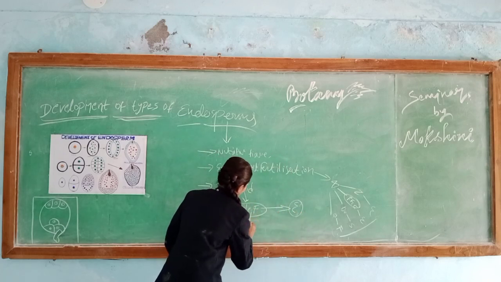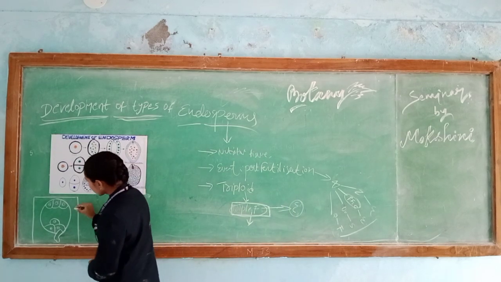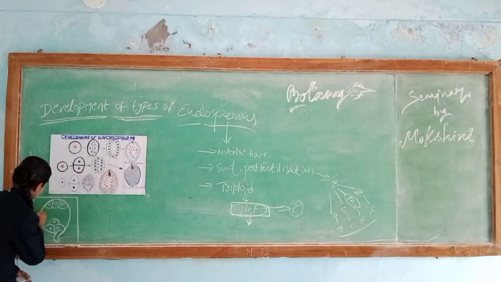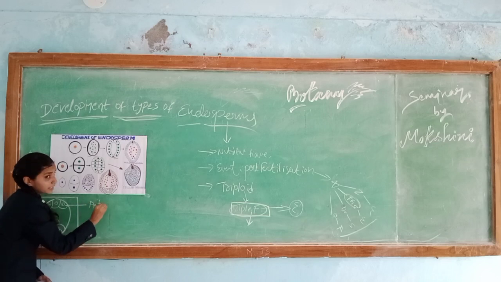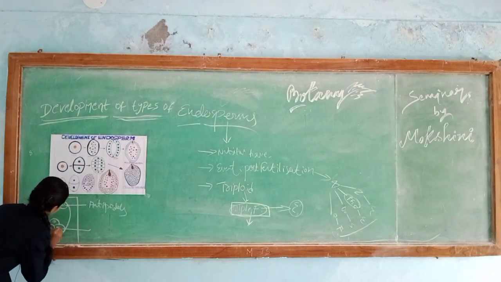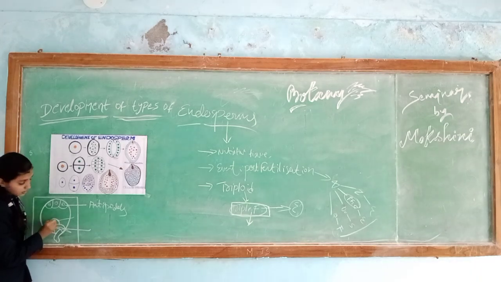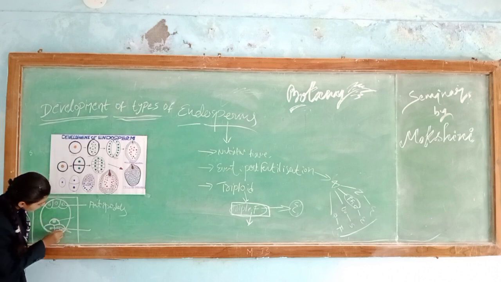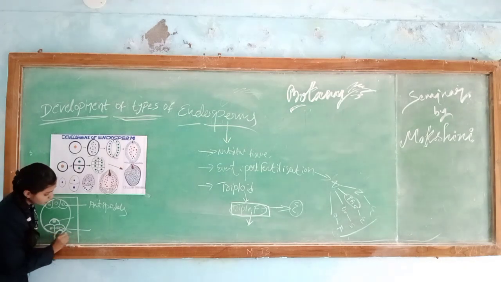Okay. Now what happens in triple fusion? See, from the chalaza end, 3 cells present over here form the antipodals. From the micropylar end, 3 cells present over here form the egg apparatus, which consists of 1 egg cell and 2 synergids. Now see, one male gamete is present here. This male gamete fuses with the egg and forms a diploid zygote, not haploid. So this is a diploid zygote.